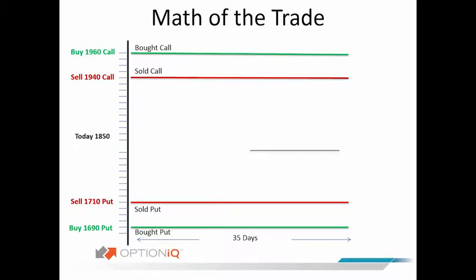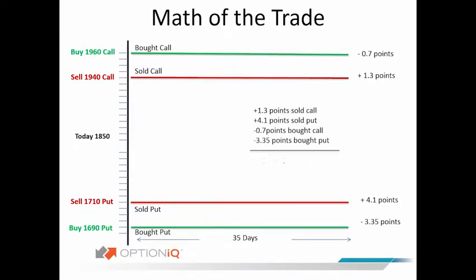So back to the math. If we implement the point values and we multiply everything by 50, we come up with $67.50 for this particular trade as the net target profit.